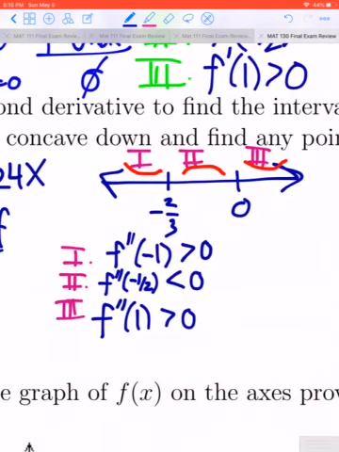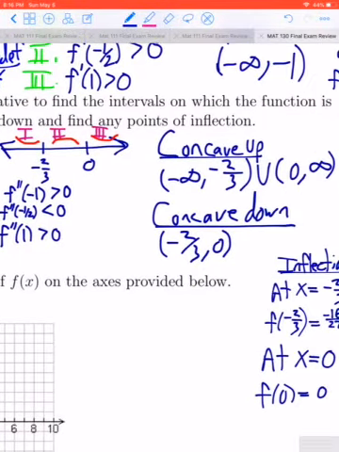I plugged the test point -1/2 in region 2 into the second derivative. There I found the second derivative was less than 0. Therefore, the function will be concave down in region 2. And in region 3, I use the test point +1, and I plugged into the second derivative. I get a positive answer out of that, which means that the function will again be concave up in region 3. This gives us our concavity. It's concave up from -infinity to -2/3, and again from 0 to infinity.